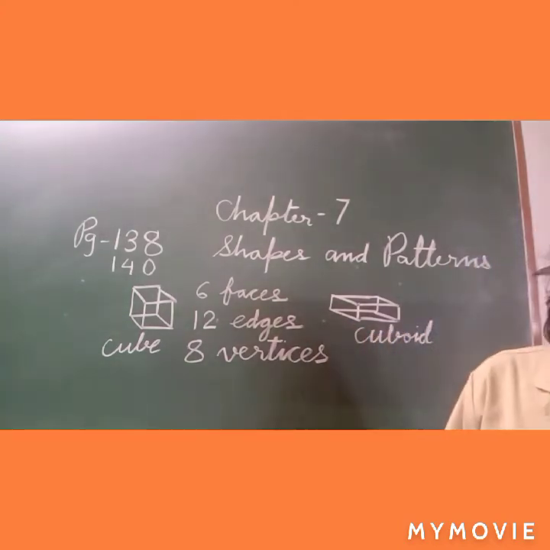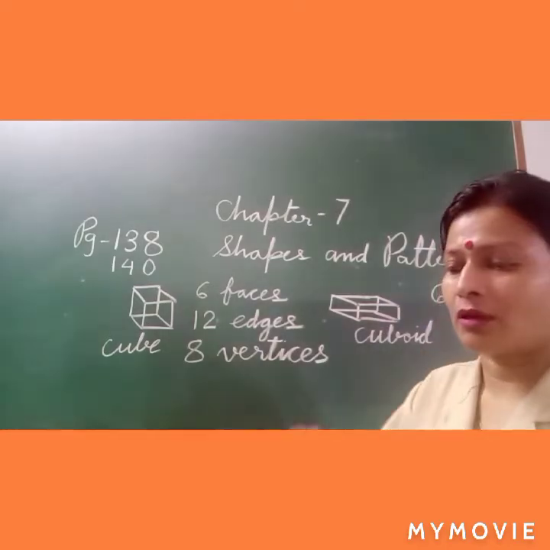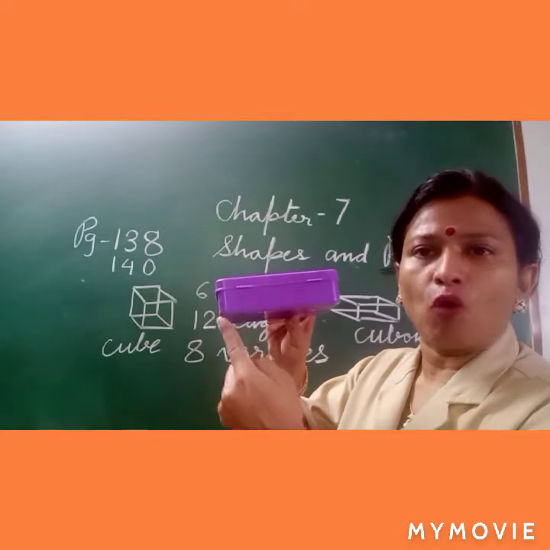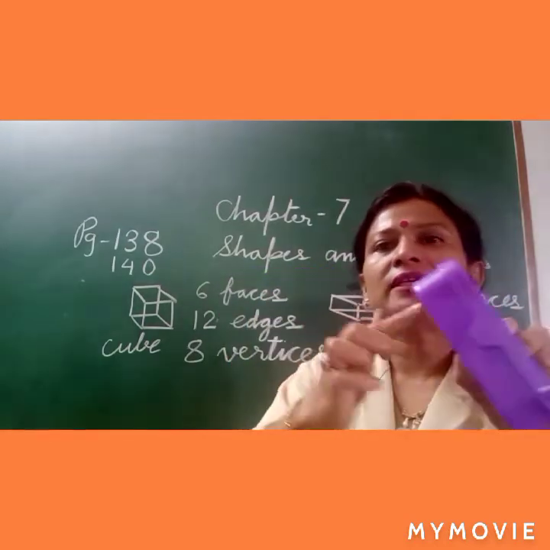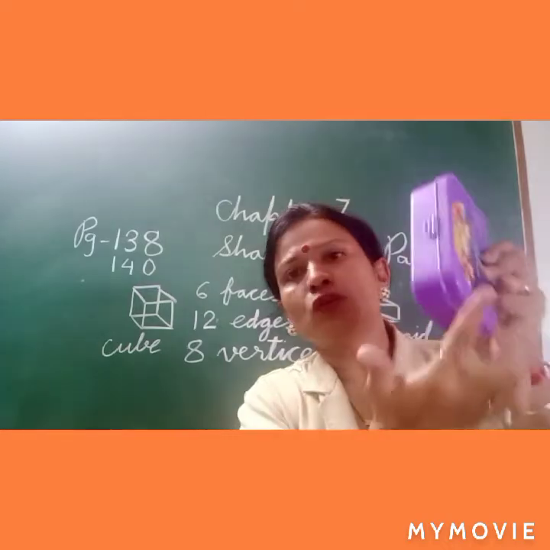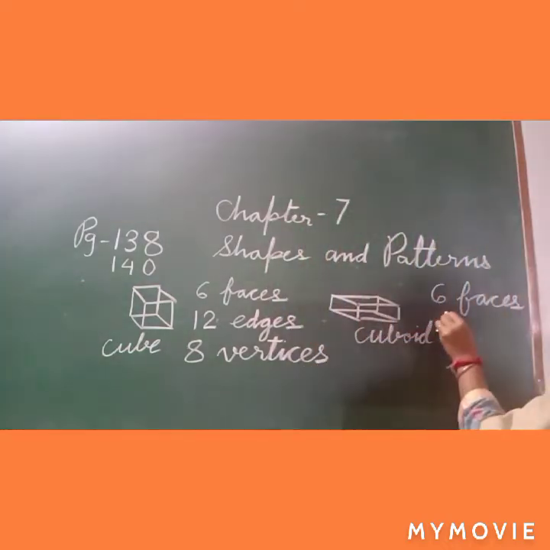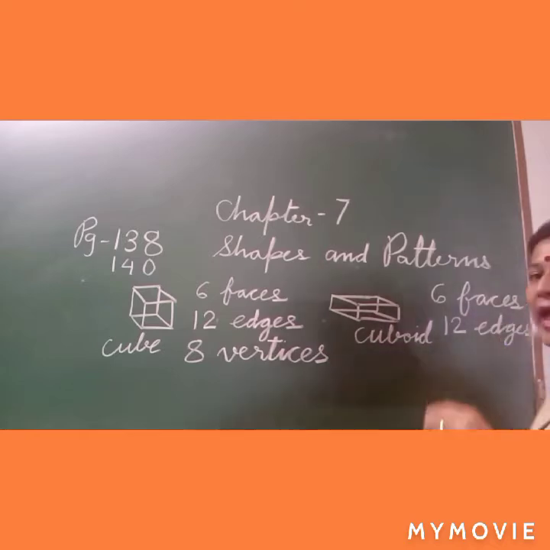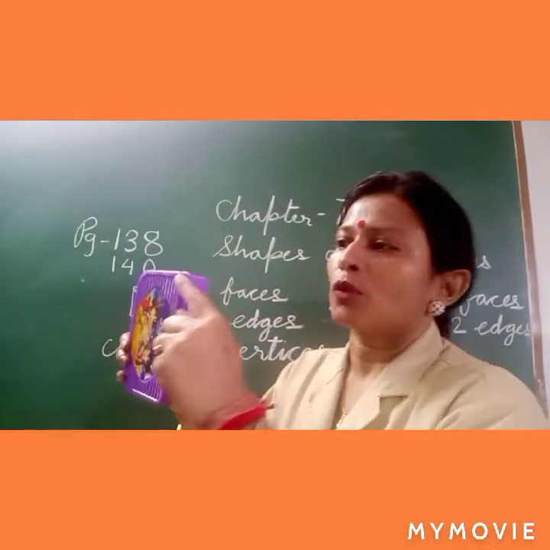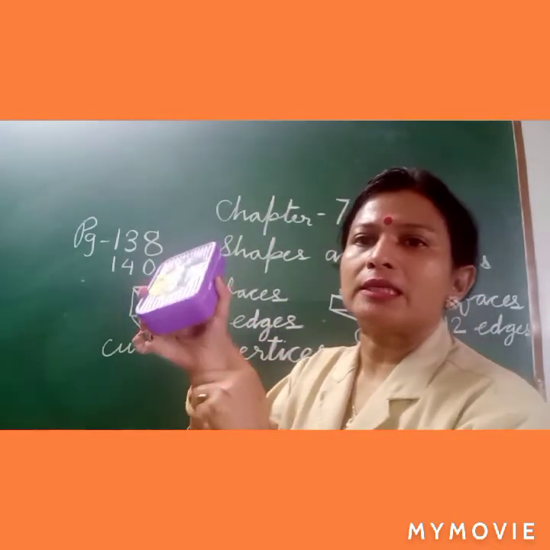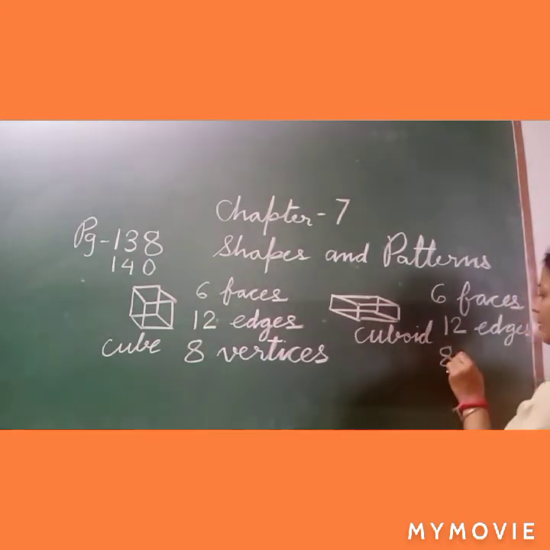Okay. 6 faces are there. Edges: 1, 2, 3, 4, 5, 6, 7, 8, 9, 10, 11, 12. 12 edges are there. And vertices, corners. 1, 2, 3, 4, 5, 6, 7, 8. 8 vertices are there.